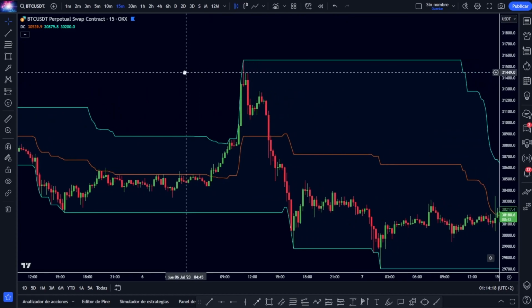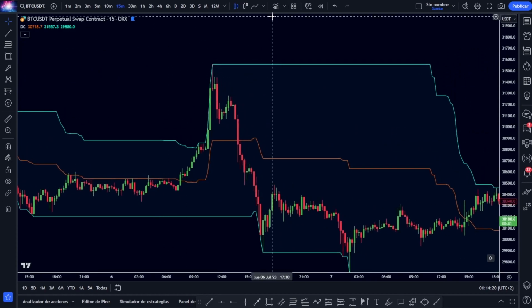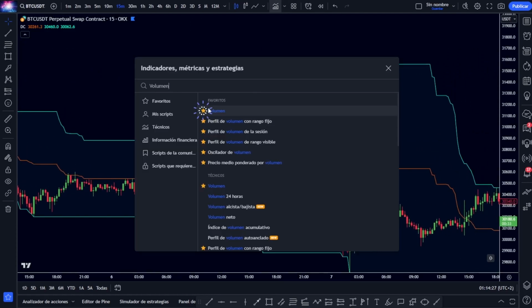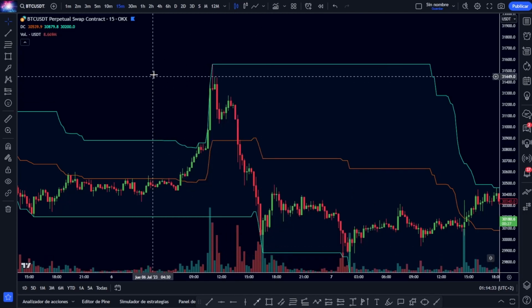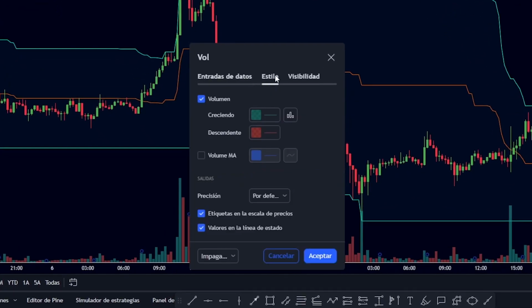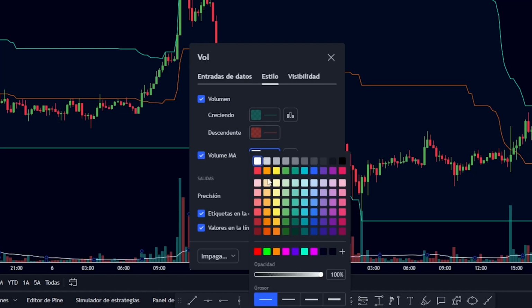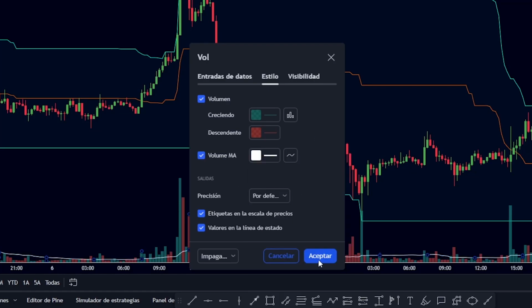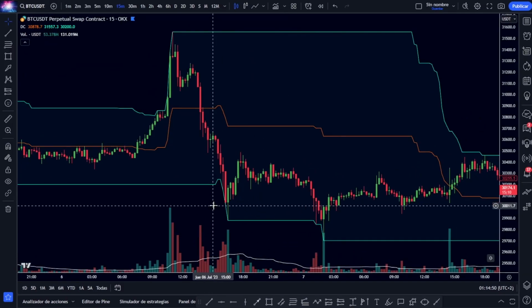To improve the effectiveness in our entries, we are going to add another very basic indicator. We are talking about the volume. The one that TradingView already provides us is perfectly valid, and in its configuration we will change the length to 30. In the style part we will activate the volume average. We place it, for example, in white so that visually it is more pleasant. And how does the volume help us in these occasions?